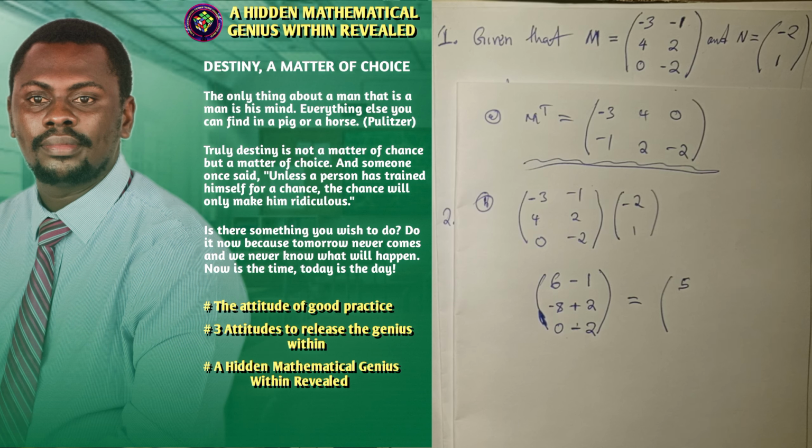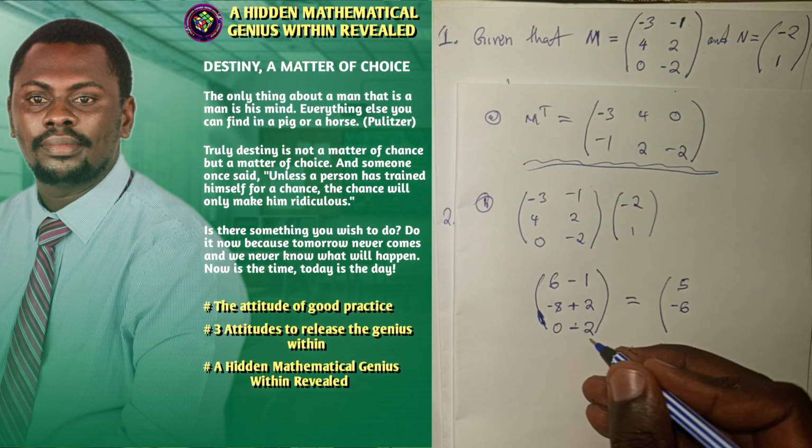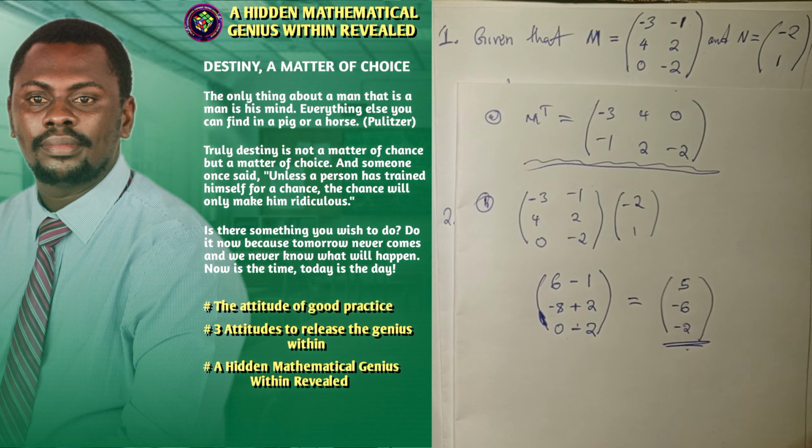Then negative 8 plus 2. We can see that here we have different signs. And when we have different signs, we subtract and take the sign of the bigger number. We can see that the bigger number here is 8, and the sign there is negative. So negative 8 plus 2, you get negative 6. 0 minus 2, you get negative 2. Okay, so that is MN, the product of M and N.